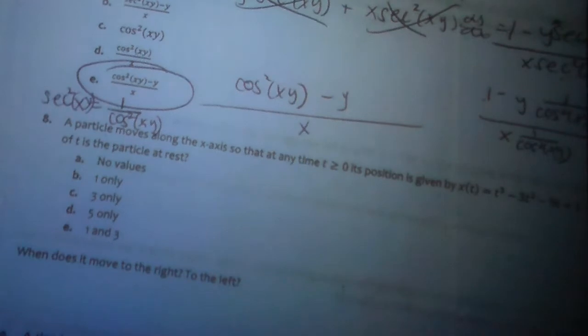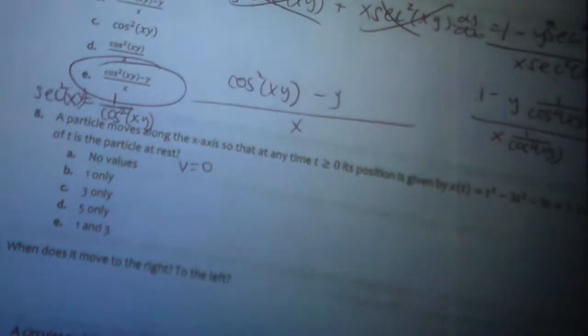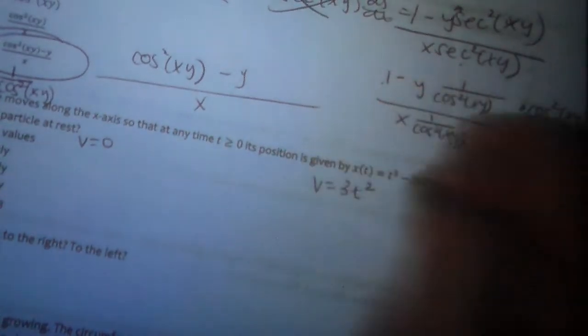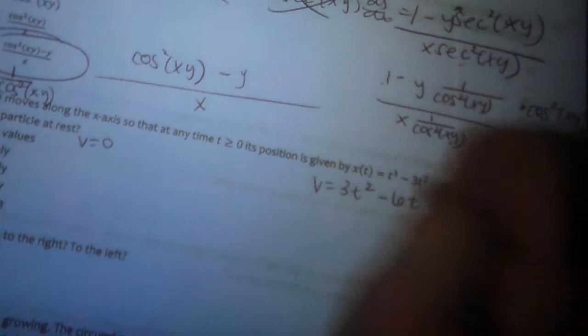A particle moves so that this is its position. When is the particle at rest? Particles are at rest when the velocity equals 0. This is position, so velocity is 3t squared minus 6t minus 9. Derivative of 1 is 0, set that equal to 0.